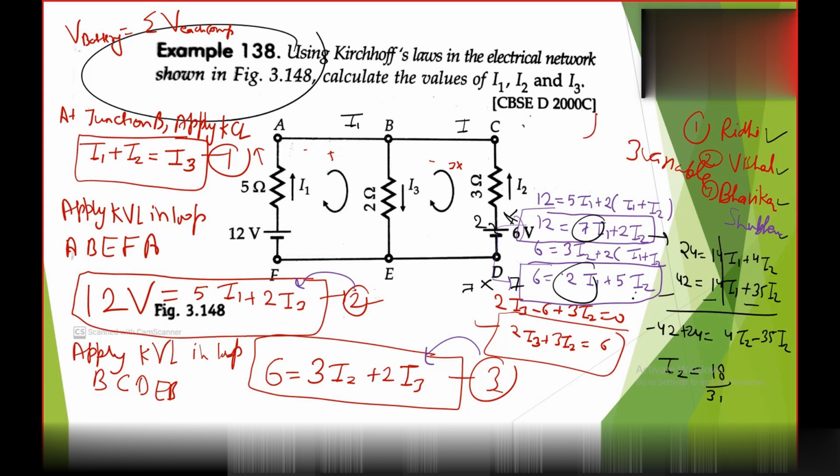Now you can put the value of I2 in either equation, maybe in this equation or this equation. You will surely get the value of I1, which will be equal to, I'm writing from Shubham, 48 upon 31. And if you put the values of I1 plus I2 here, 48 plus 18, I3 will be equal to how much you have got, 66 upon 31. Yes, it would be correct, 66 upon 31. So that's how we can determine the value of I1, I2 and I3 if we are able to frame the equations in terms of the current.